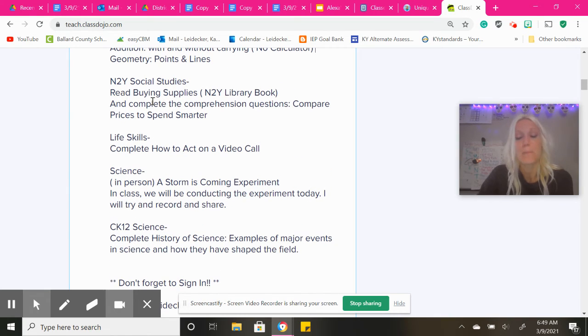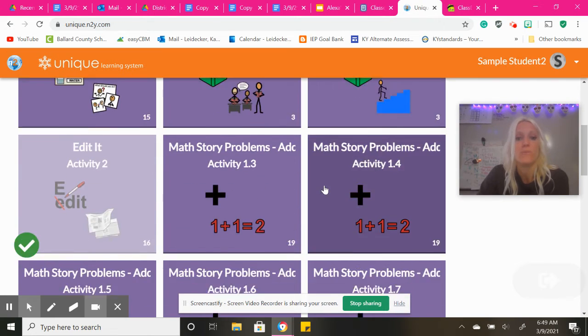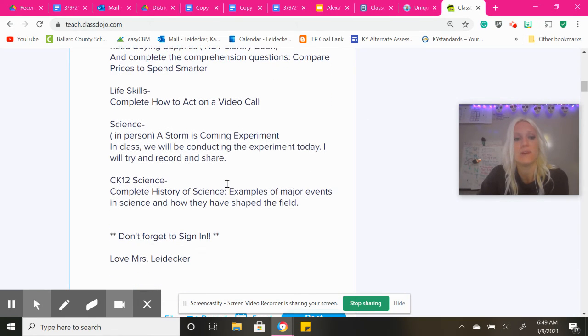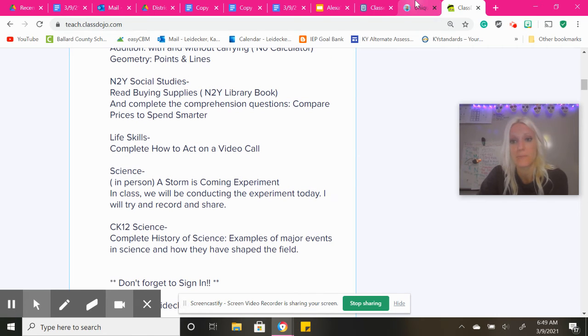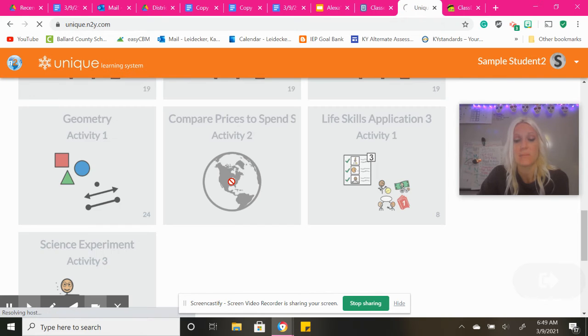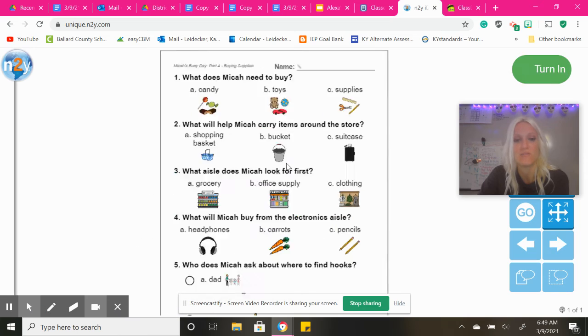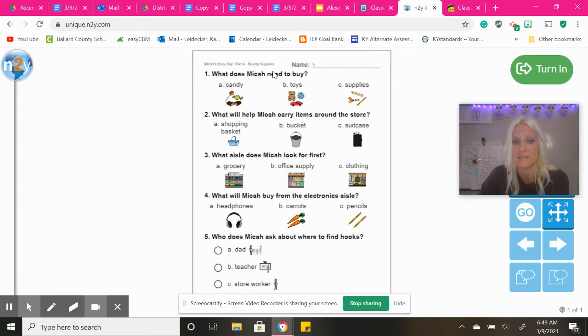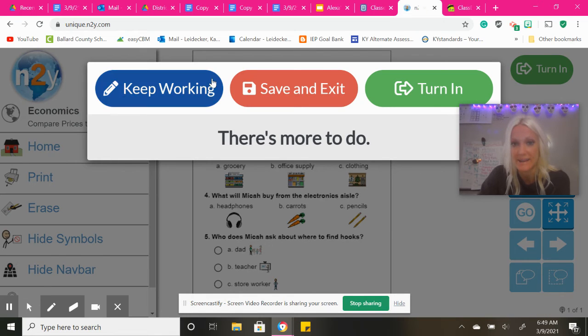And then for social studies, yesterday you did a story on credit and how we should use a credit card when we have big expenses or little expenses, according to the book that was read. So you will read Buying Supplies. Again, I made sure to put on there that this is an N2Y library book, so it's on N2Y at the very bottom. Buying Supplies, Micah's Busy Day, part 4. So you will read part 4 of this chapter. And then there are comprehension questions to complete from part 4 of that story. Okay. When you're done with that, turn that in.